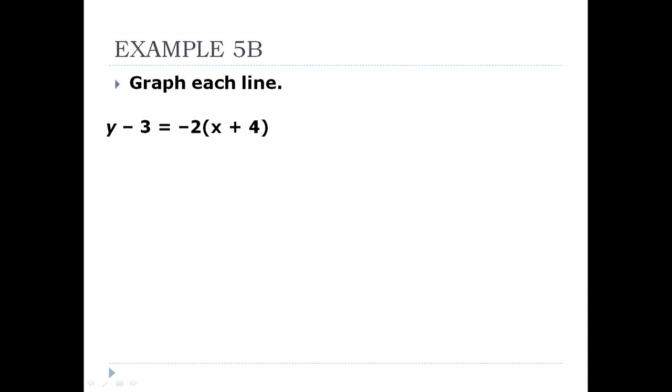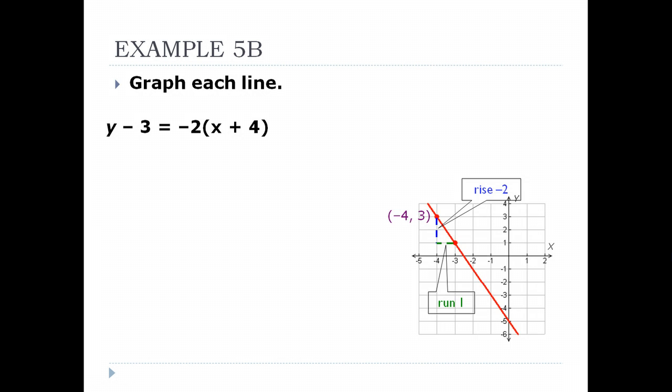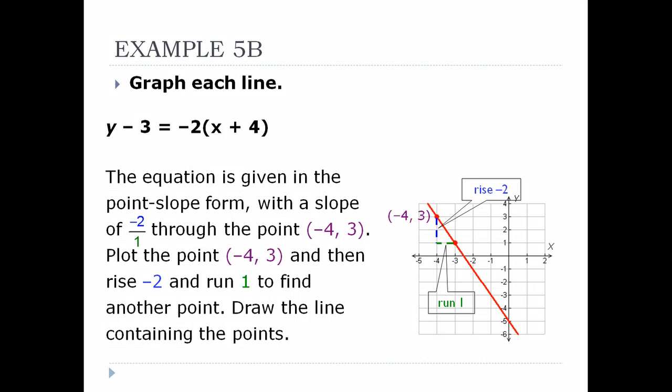Let's try another one. You'll see this is in point slope format, so we have to solve this so that we can graph it. The equation is given in the point slope form. We have a slope of -2 through the point 4, -3. We plot that point for -3, and then we rise -2, in other words, we go down by 2, and run over once to find another point. And then we can draw our line.